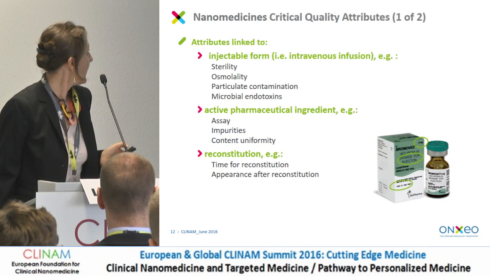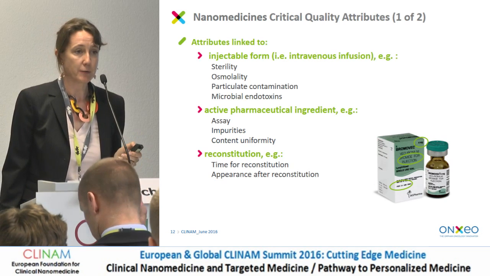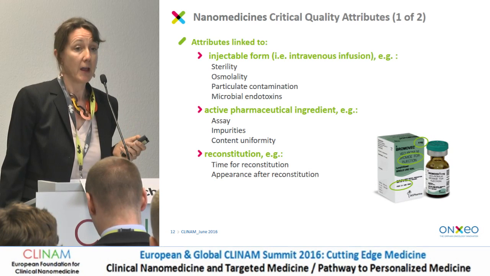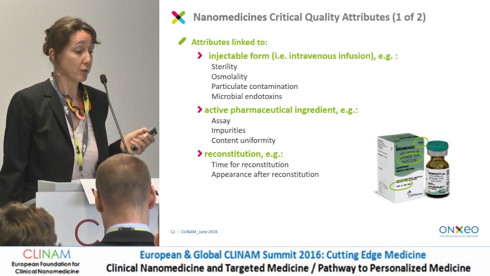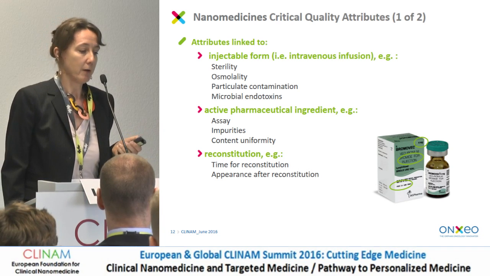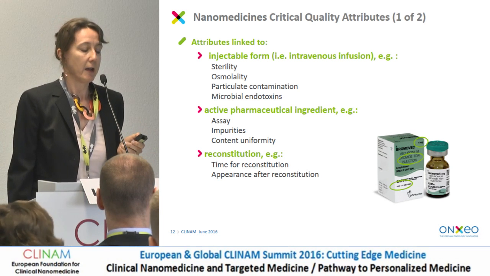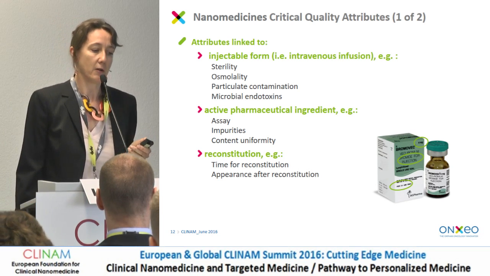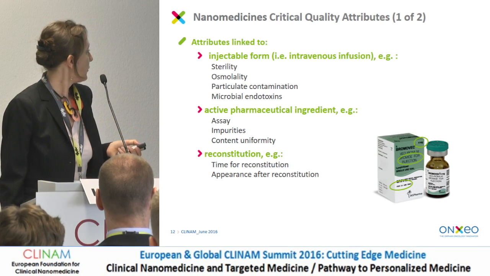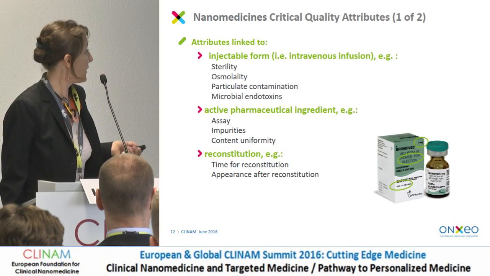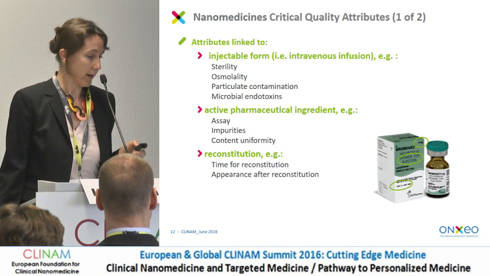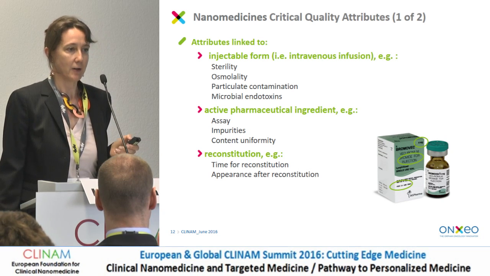I'll show you some examples of critical quality attributes. If you have an injectable product, you have to follow the monograph for injectable products. So sterility, osmolality, everything that you need. All the characteristics in regards to the active pharmaceutical ingredient: assay, impurities, and reconstitution if you have a freeze-dried product. So you have this information on your product, and it's the minimum that you have to follow. And it's not so easy in the case of nanoparticles.